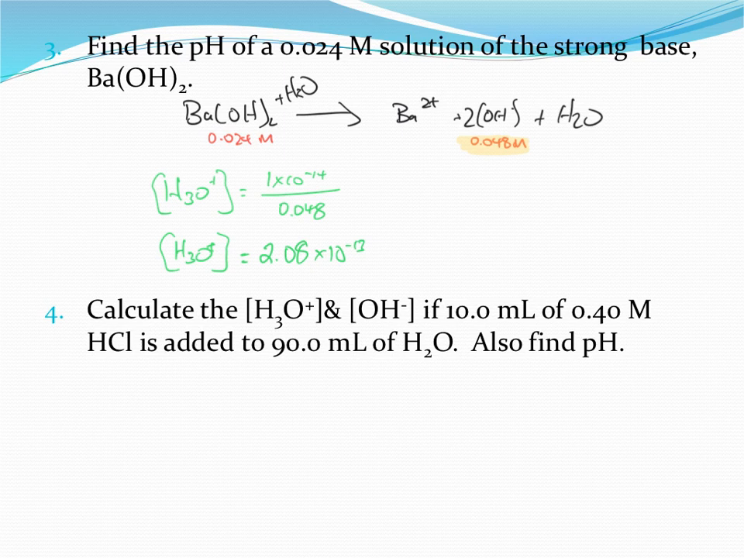And then we can do the pH calculation over here. pH is the negative base 10 logarithm of 2.08 times 10 to the negative 13. Okay, so let's do that calculation. And when we do that, we should get 12.68. That's the pH of the 0.024 molar solution of barium hydroxide.